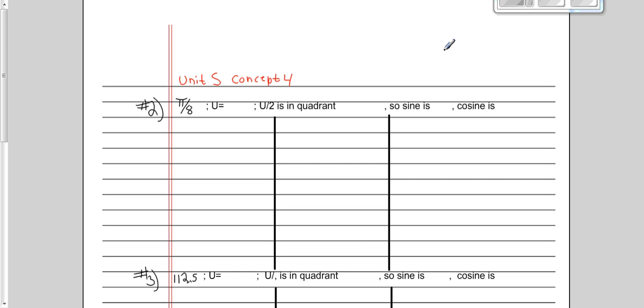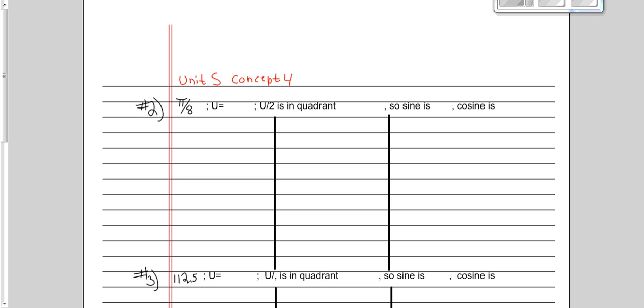Unit S, Concept 4. We're going to be using the formulas on the cover page on page 2 of your packets, the half-angle formulas. So refer back to those for each part. Here in Concept 4, we're going to do all three: the cosine, sine, and tangent. So find the half-angle values for those.